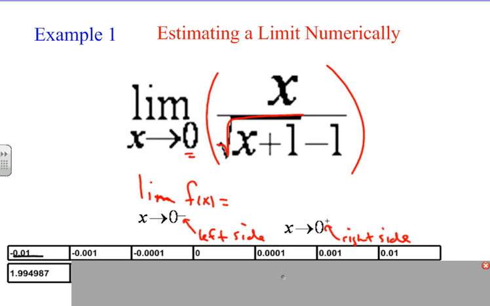Just to make sure, I'm going to get closer. If you plugged in negative 0.001, you would see that this value gets closer to 1.995. And as you continue on and plug in negative 0.0001, you realize this is 1.9995. And it appears, once again, that this value is approaching 2. And we can see that.